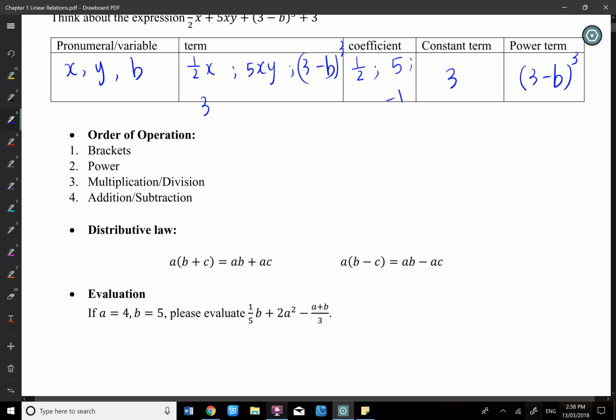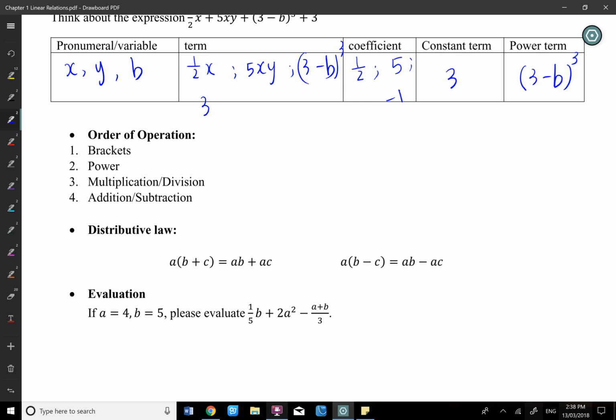Well, order of operations, we will always calculate brackets first, and then we talk about the power, and then we do multiplication or division, and in the end we do addition and subtraction. So that's the order for calculations.